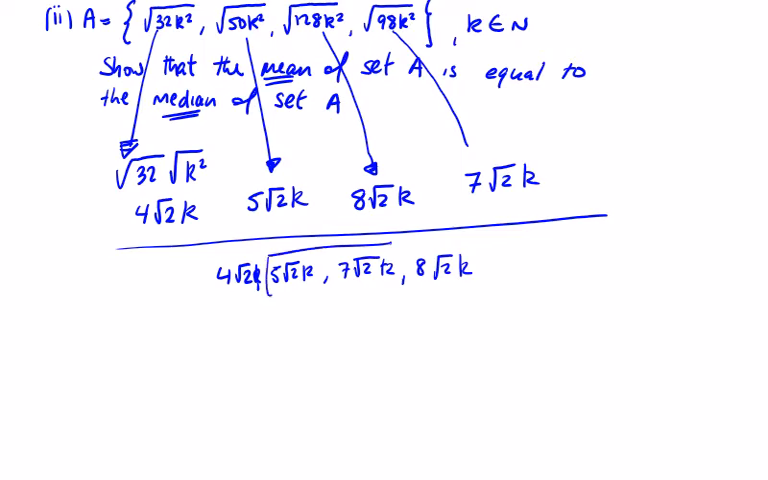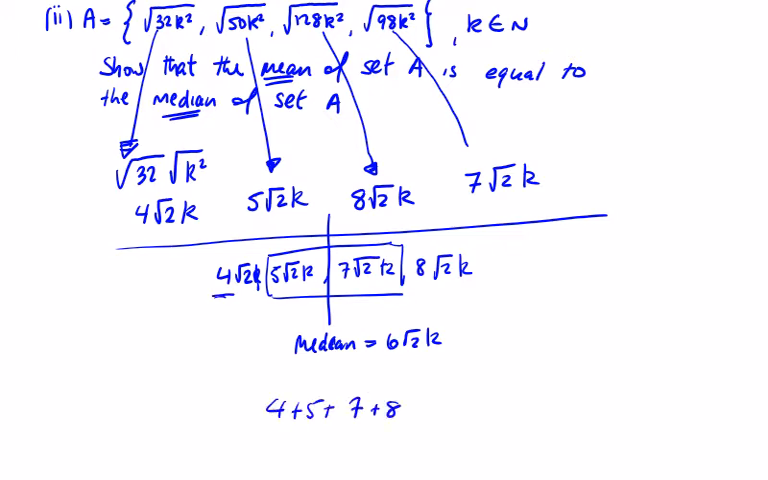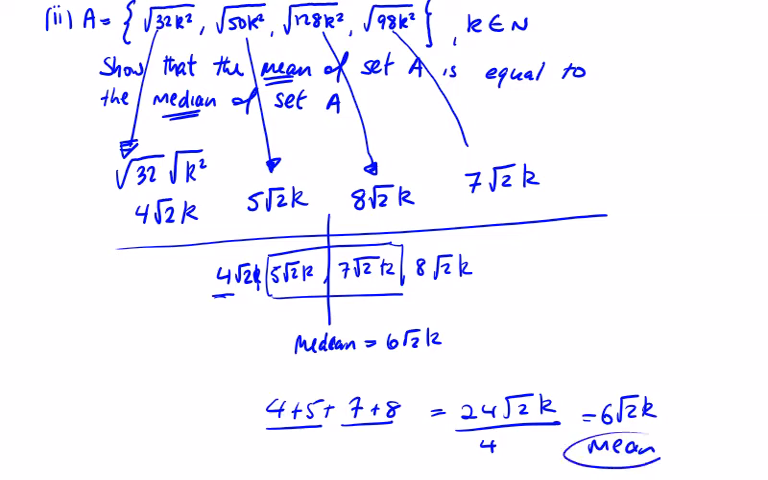So the median of these two, we can see it's going to be 6 root 2 k. And the average, well, how many of them have we got? We've 4 plus 5 plus 7 plus 8, so we have 9 and 15 is 24 root 2 k's. So the average, if we divide by 4, is equal to 6 root 2 k. So we can say the mean is equal to the median.